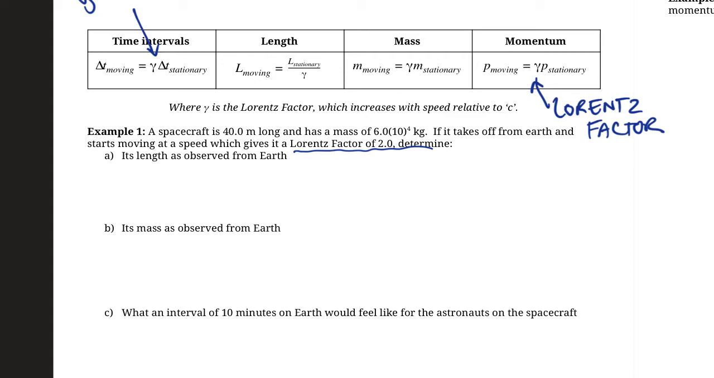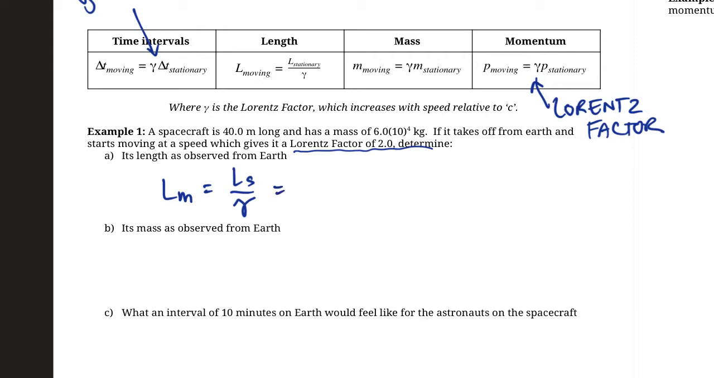So if the spacecraft is 40 meters long, has a mass of 6 times 10 to the 4 kilograms, and the gamma factor is 2, what is the length as observed from Earth? So the length will contract, it'll get smaller. The length of the moving object is just going to be the length of the stationary object over gamma. You'll notice your textbook, by the way, uses M and S for the subscripts, which just means moving and stationary.